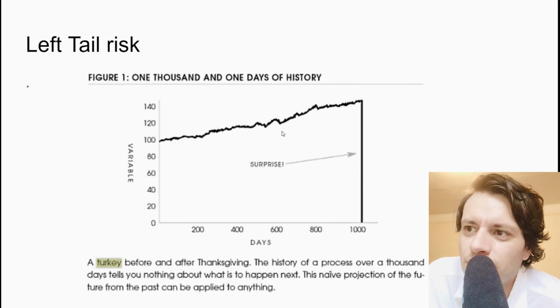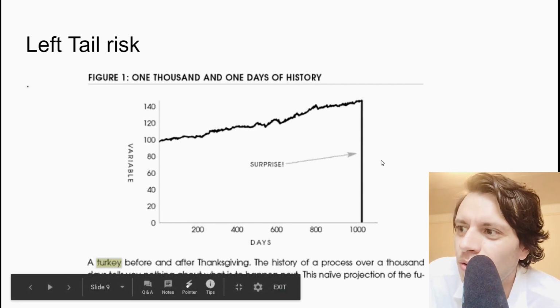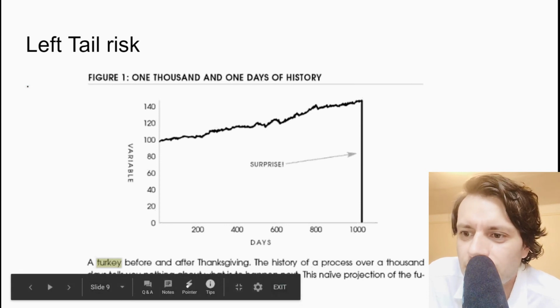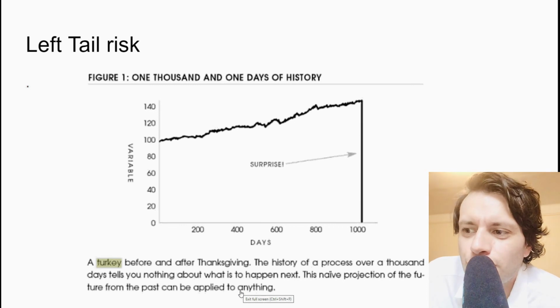And that's what happens with a lot of stocks. They make these assumptions, linear assumptions, particularly from the top. And they think they always go to the sky. And so the turkey keeps going up, getting fatter, fatter, fatter. And this is Thanksgiving. And obviously he is dead and I'm going to eat it. So that's the surprise. And that's the tail risk. That's what happens when you have all your money in the S&P 500 and it blows up and it goes down a lot. So he wrote in the book, a turkey before and after Thanksgiving: the history of a process over 1,000 days tells you nothing about what is to happen next. This naive projection of the future from the past can be applied to anything.